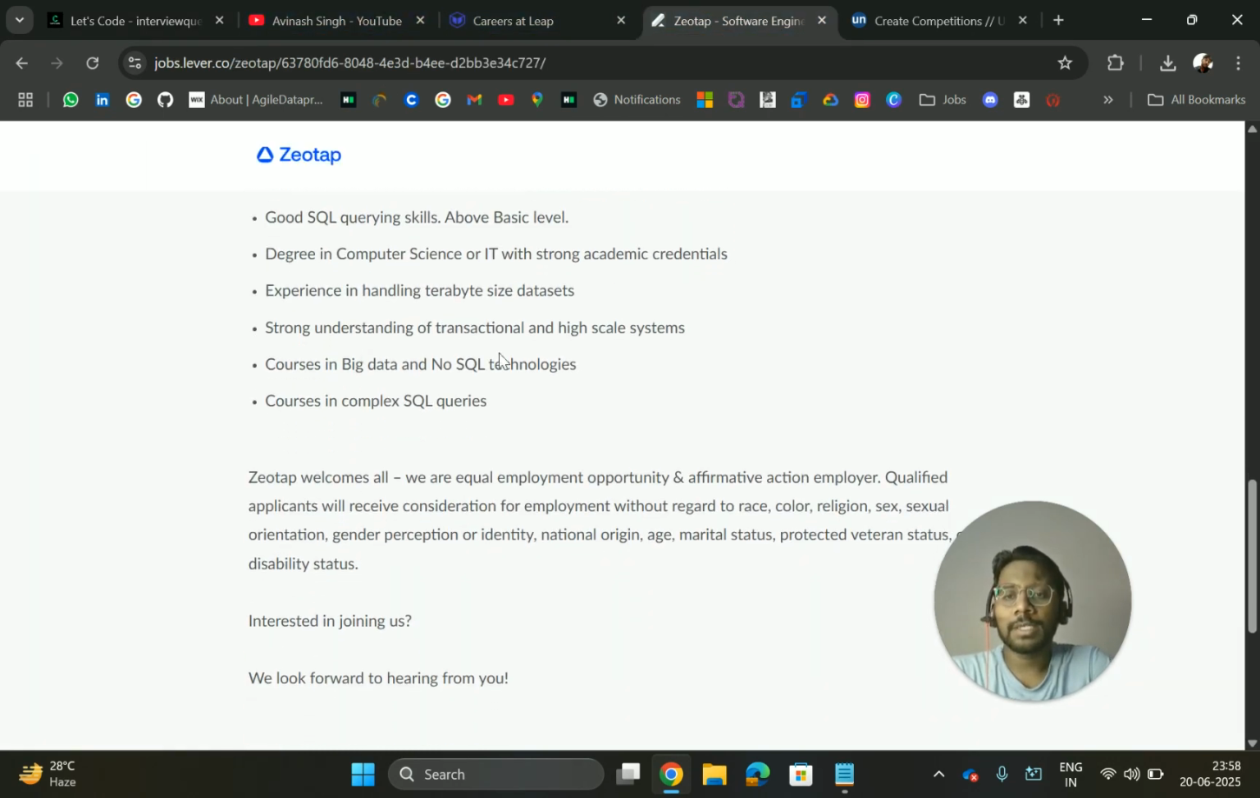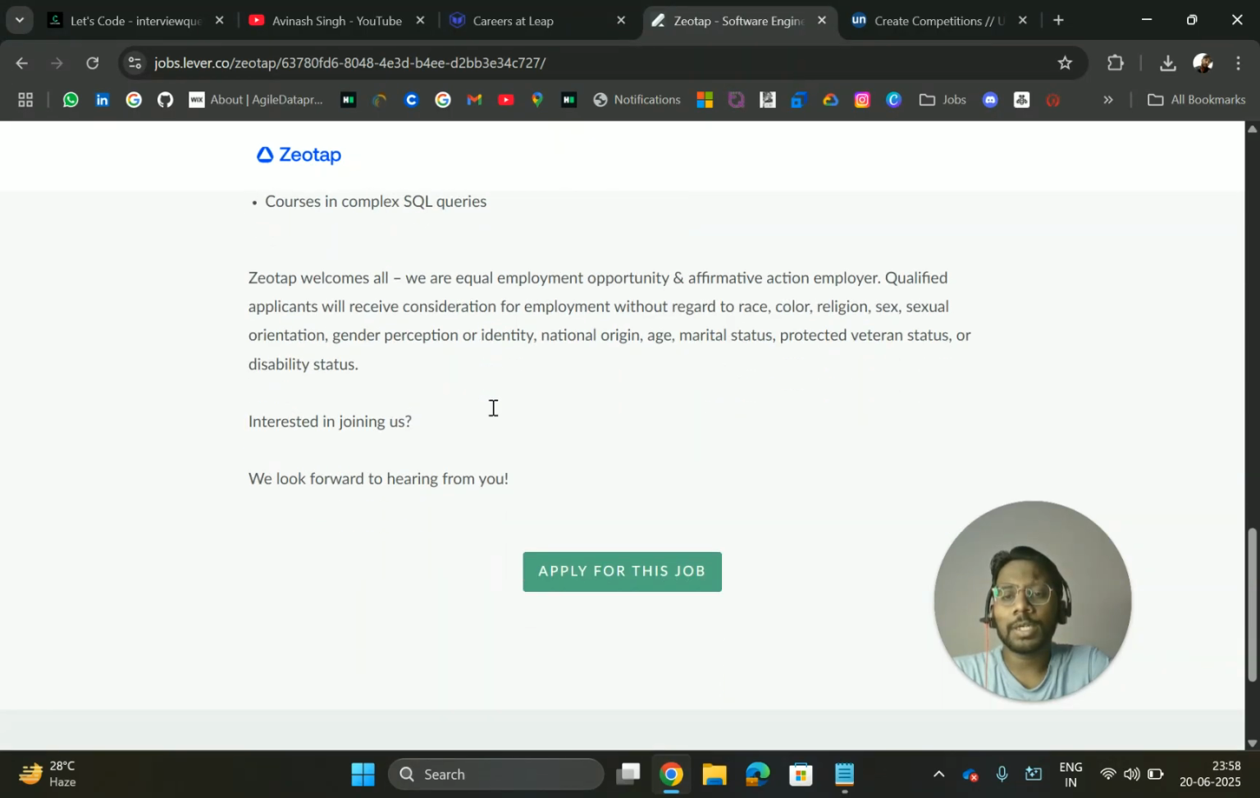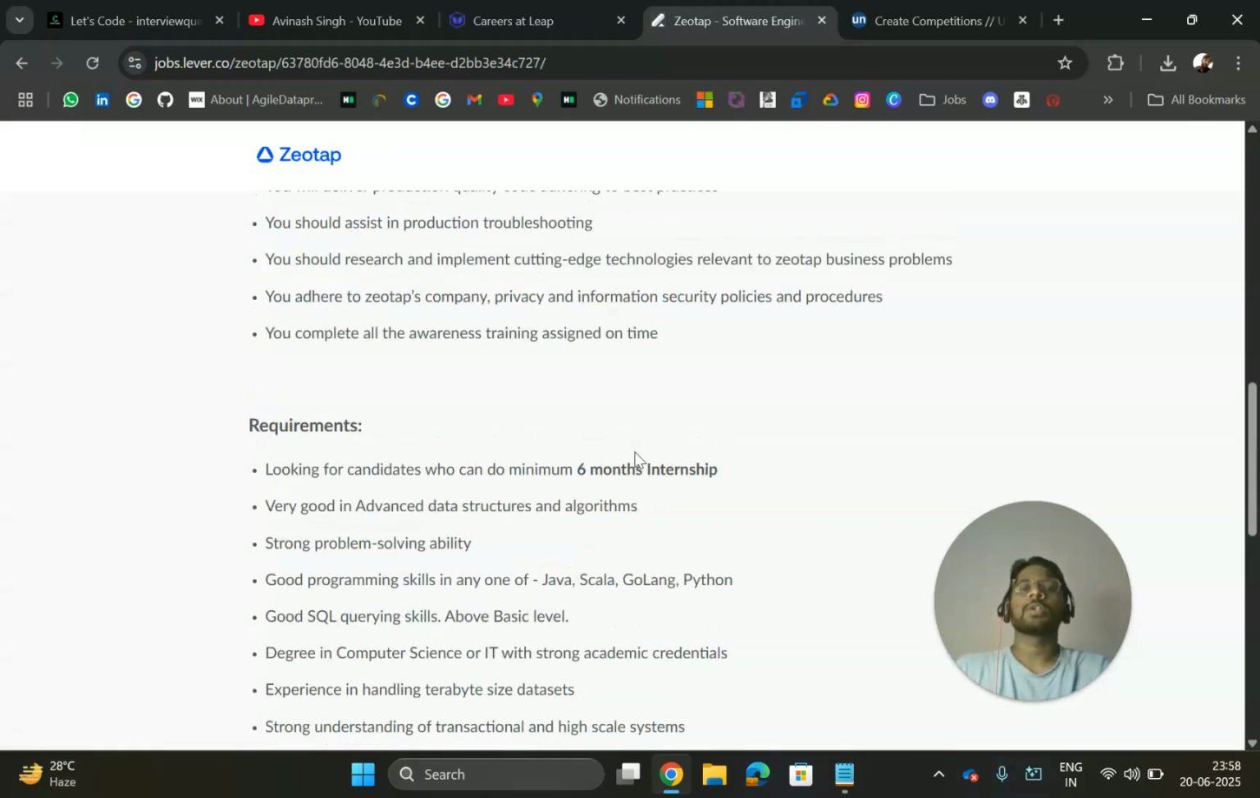So yeah, a degree in computer science or IT with strong academic credentials. All these are details and you can apply from here. So don't miss this opportunity, go and apply now, don't wait for the last date, otherwise it will expire soon.